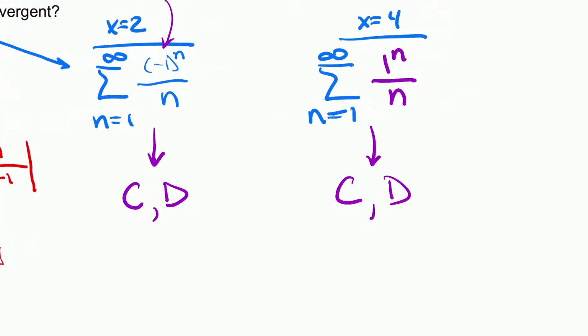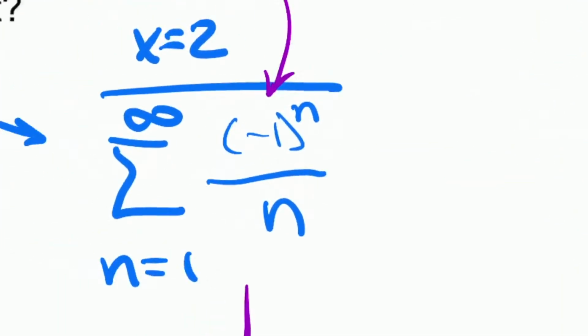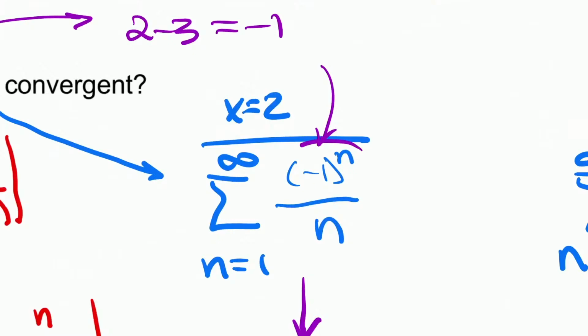Braden, do you know about that first one, the one on the left? That's when x equals 2. Does that converge or diverge? So what test are you using? What kind of a series is that? You got a negative, positive, negative. What do we call that? Alternating. Yes, it's an alternating series. So Braden says it's alternating. I can use the alternating series test.